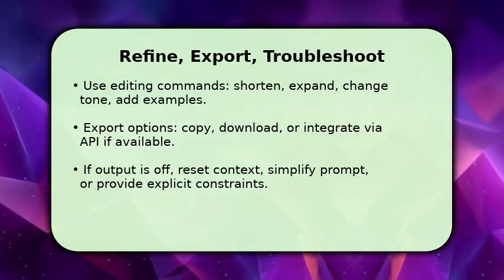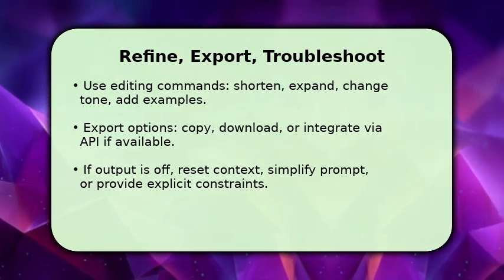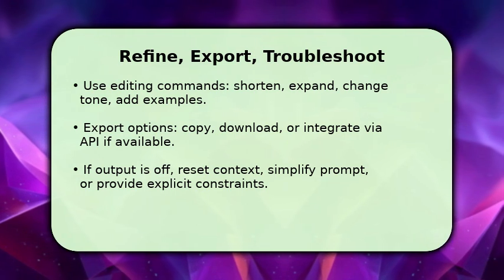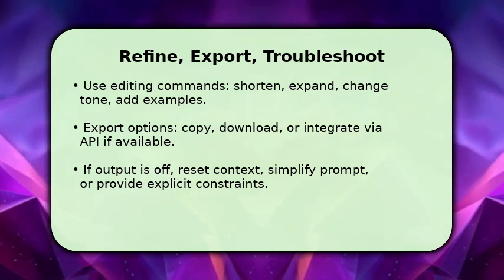If Gemini goes off track, the key troubleshooting step is to reset context and provide a minimal, explicit prompt with examples. This usually realigns.